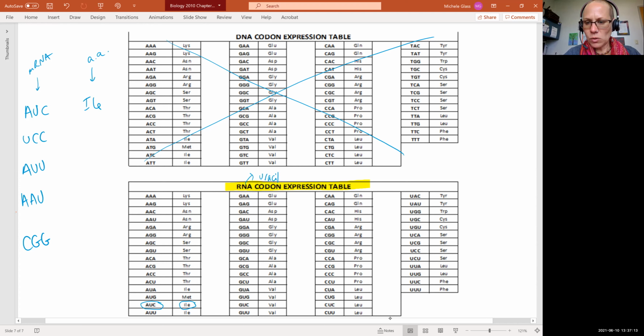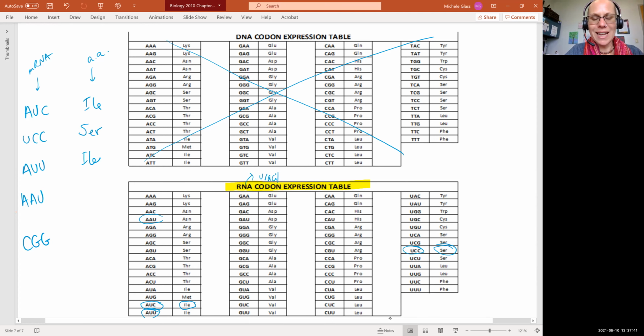Let's find UCC. Here it is. And so it's coding for amino acid serine, which is abbreviated SER. Let's find AUU. So here we're coding for ILE again. And so we do see some redundancy in our code, which is nice because if we get mistakes in our DNA, we're less likely to have mistakes in our protein.